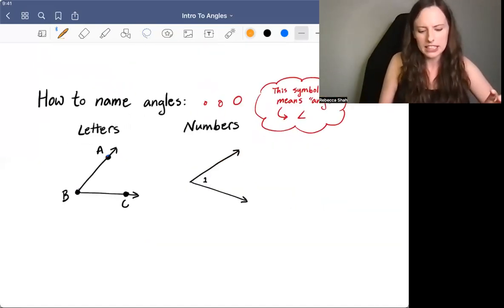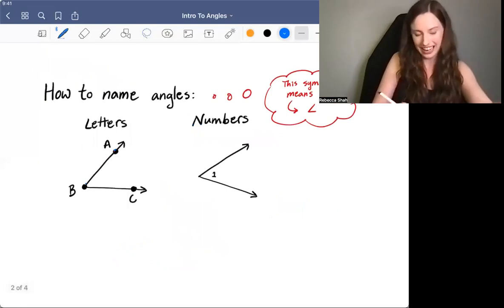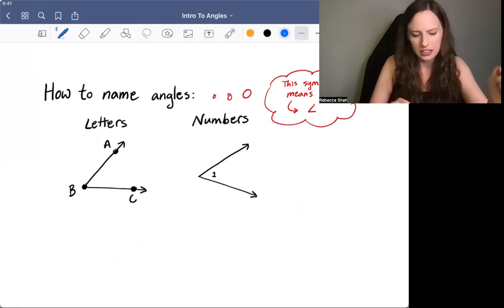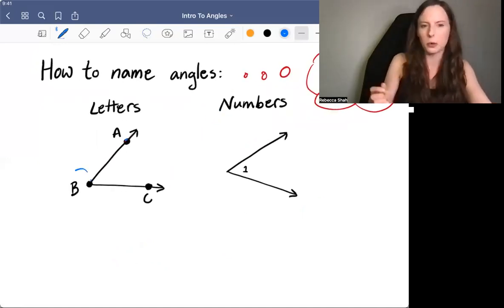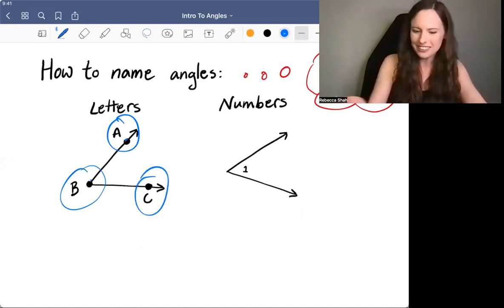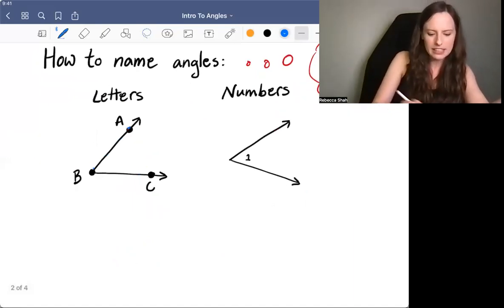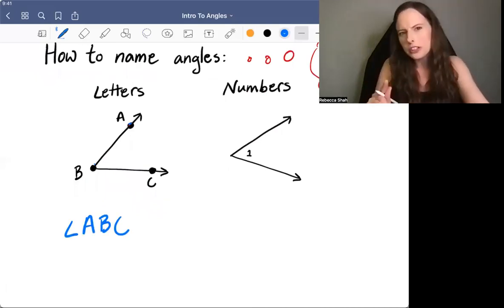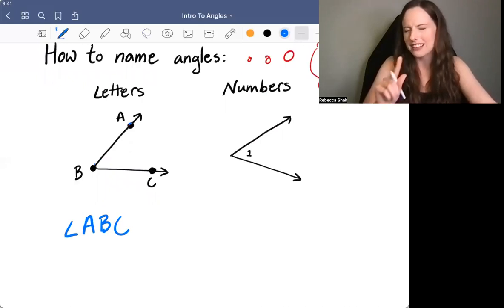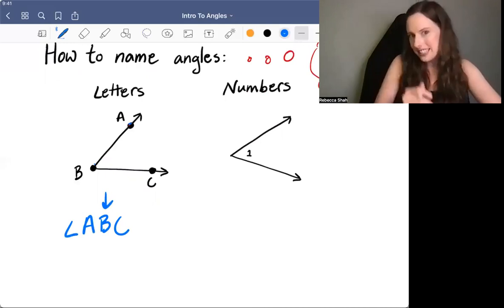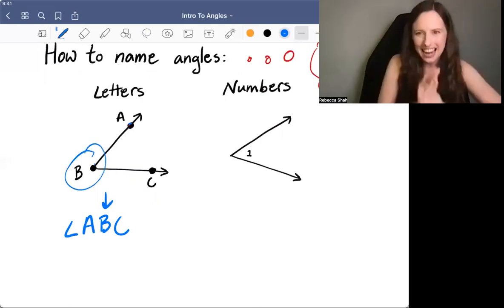Now, when you're naming an angle, you want to look for the vertex and two other points on the angle, one on each side. So in this angle, the vertex is the point B, and then we have point A on one side and point C on the other. Great. So we'll name this angle, angle ABC. Now the order of the letters doesn't matter as long as the vertex is in the middle. So in this angle, the vertex is B, so we have to have the letter B in the middle.